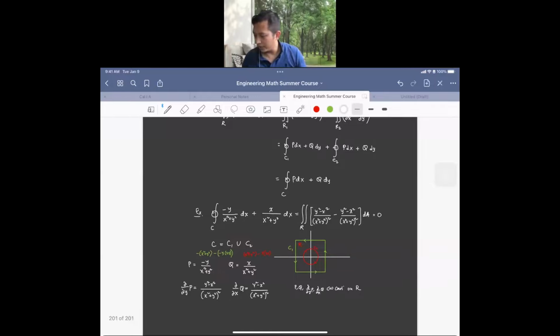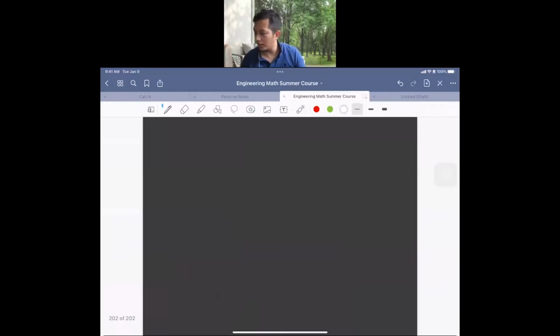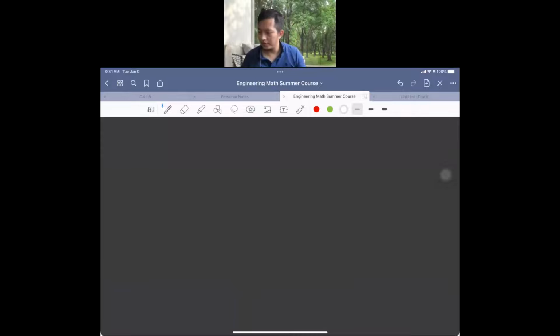Let me continue. So from here, we can draw conclusions that if we have, let's say, this closed curve, positive, right? Let's say this is C1, and then we have a hole curve, let's say we have the same direction here, C2, and of course this is R.